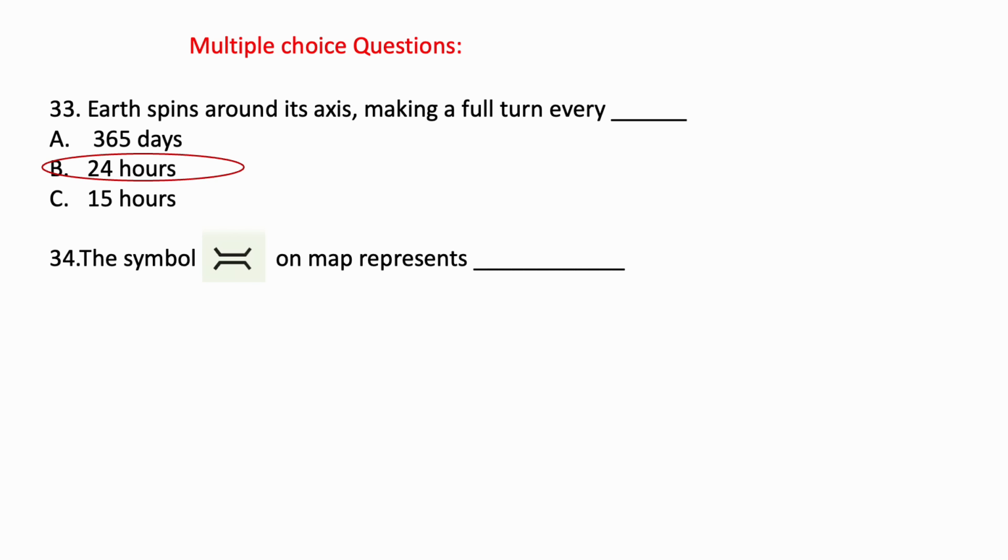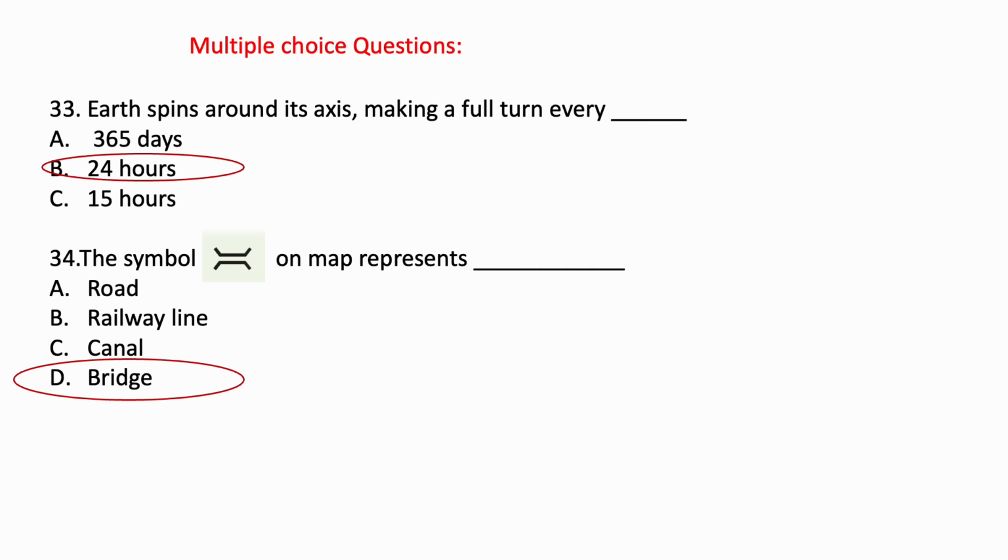Next one, the symbol, see this symbol on map represents what? Option A road, option B railway line, option C canal, option D bridge. Correct answer is option D bridge. This symbol represents bridge.